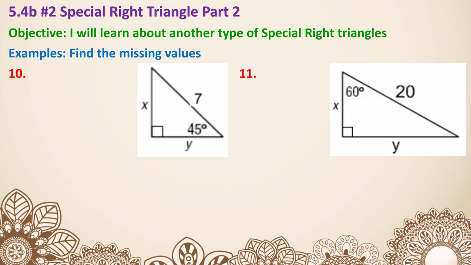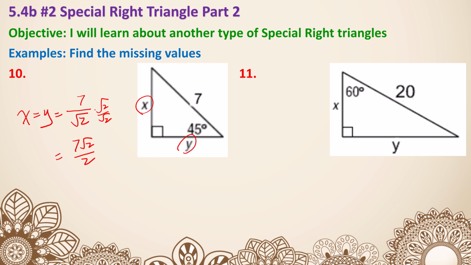Let's see, 10. This one, you're given a 45-degree angle that makes it 45-45-90. So the x and the y have to be the same. And they have to be the hypotenuse divided by square root of 2. So times the top and the bottom by square root of 2, you get 7 square root of 2 over 2. There you go, and they're the same.